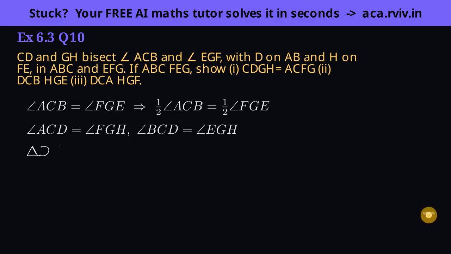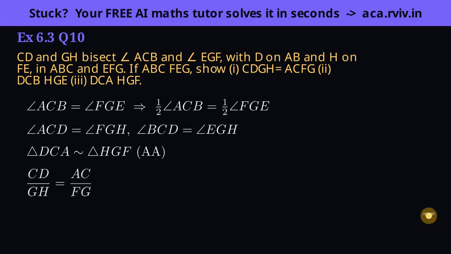Roman 3, in triangles DCA and HGF, angle A equals angle F and the half angles match, so AA gives similarity. From that similarity, corresponding sides give the bisector ratio. Roman 2, in triangles DCB and HGE, angle B equals angle E and the other half angles match, so AA again.